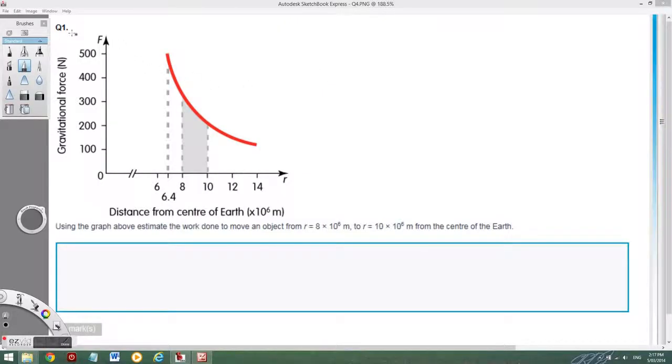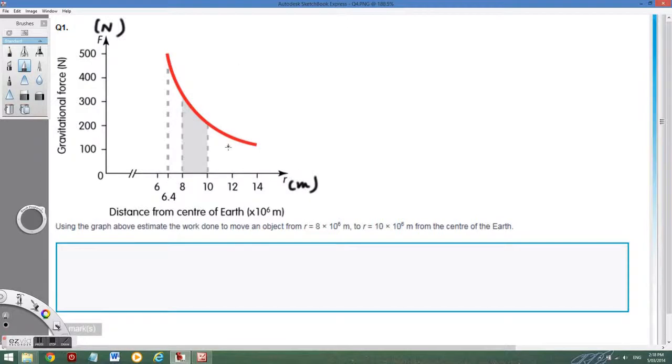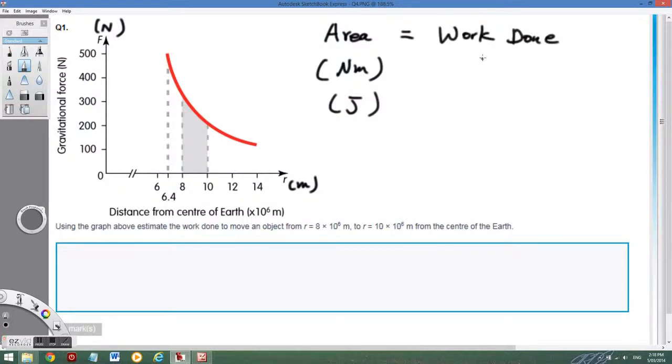Okay, let's look at this question. We have a force and a radius graph. The force is in newtons, and the radius is in meters. The area under the graph has a unit of newton meters, which is the unit of energy, joules. So the area will be the work done, or energy.